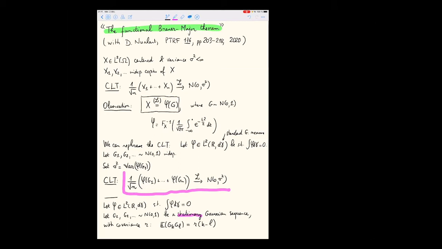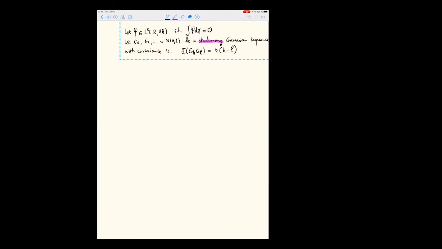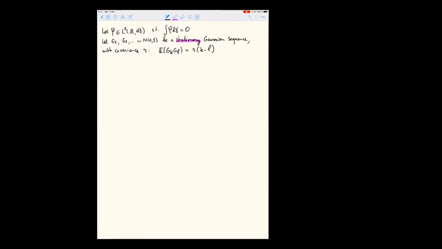Just a remark. Of course, R(0) is 1. And the previous setting, the case where they were independent, is just equivalent to saying that my R is given by 1 if k is 0 and 0 otherwise. So this is just to be able then to compare with the usual CLT.